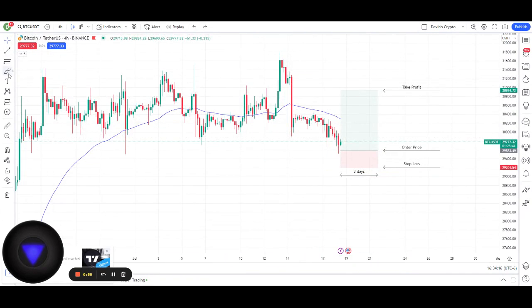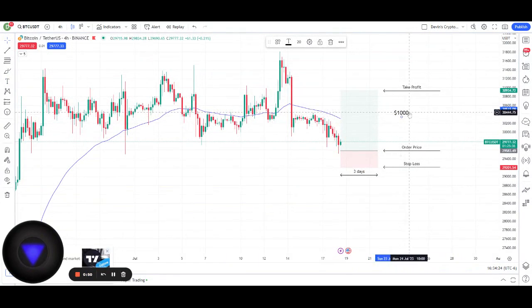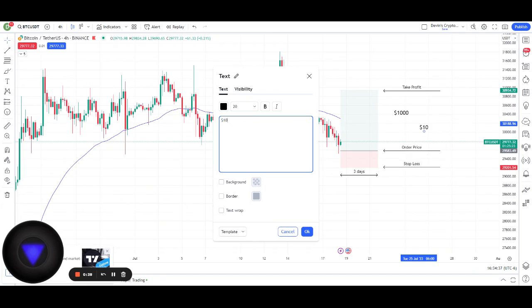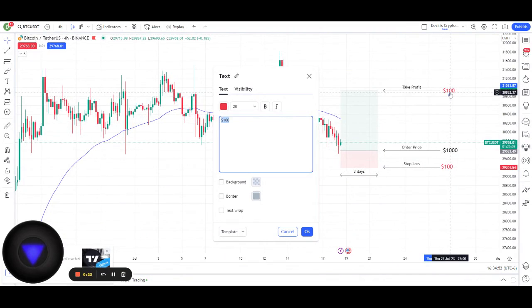So if my trade was for $1,000, and let's say I set my stop loss here, my risk isn't going to be the full 1,000. Let's say my risk is 100, so it's 10%. And that's about what I usually do. So I'm going to lose 10% if I'm wrong. Now, if I'm right, then my profit will be about 350.